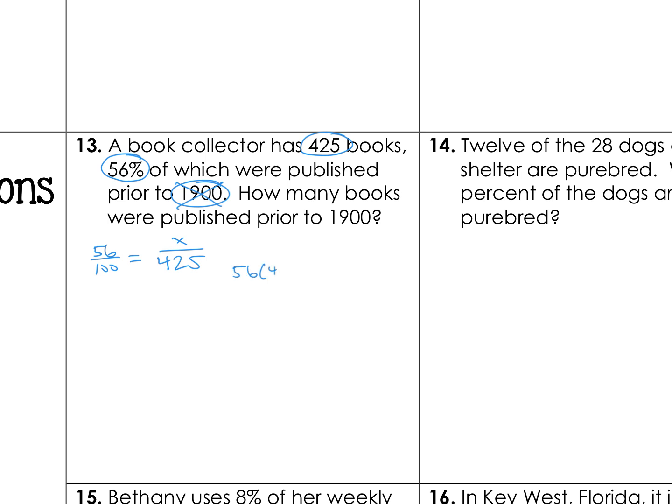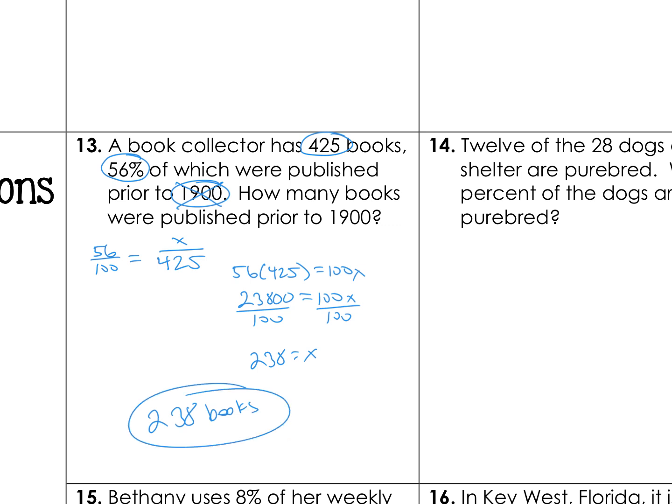So 56 times 425 has to equal 100x. If I do 56 times 425, I get 23,800 equals 100x. So now I need to divide by 100. Oops, not 280. It's going to be 238 is equal to x. So in this case, 238 books were published before 1900. All right.